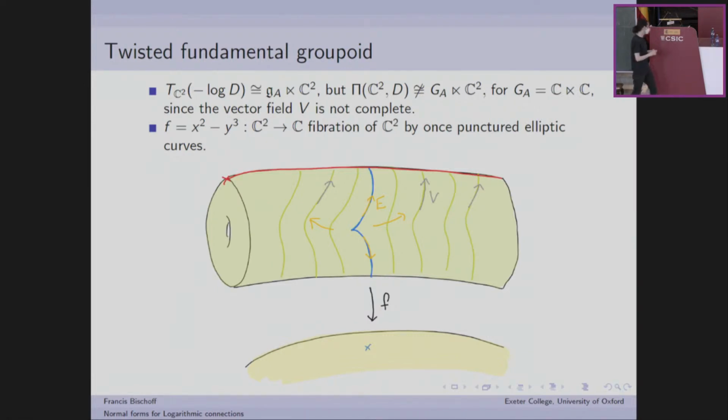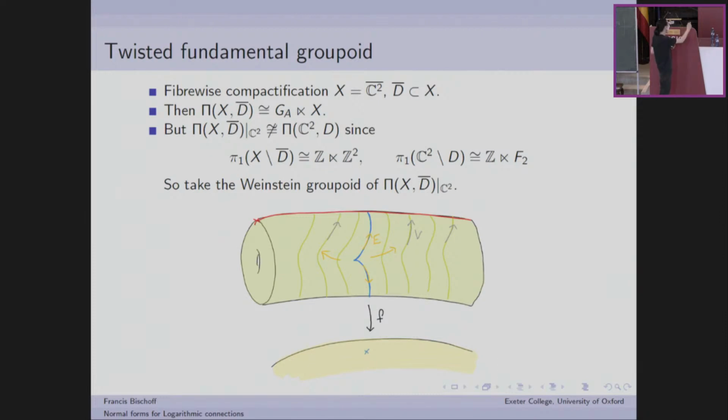Okay, so we could try to fix the problem by adding in these points. So we can compactify the family to get some space X, and then it works. We do get an action groupoid. And then we could take this groupoid and just restrict it back to C2, and that will give us a perfectly good Lie groupoid that integrates the Lie algebroid. But it won't be the right one, right?